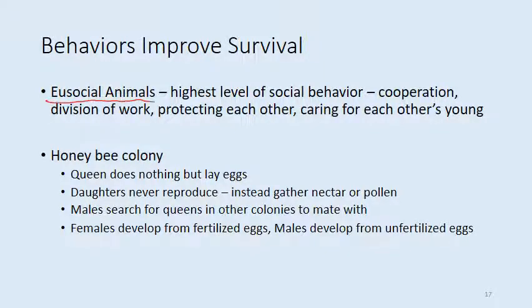Eusocial animals. These animals have the highest level of social behavior, so meaning that they're cooperating with each other, they care for each other, they care for each other's young. And the honeybee colony is a great example of a eusocial group. So here, the queen does nothing but lay eggs. The daughters never reproduce, but instead they're gathering nectar, pollen. Males go off and search for queens in other colonies, and females develop from the fertilized eggs. But so in this colony, the females are working together to take care of the colony.